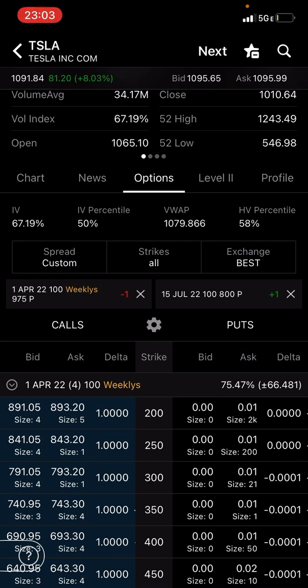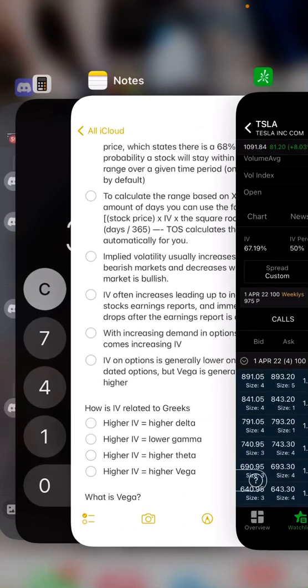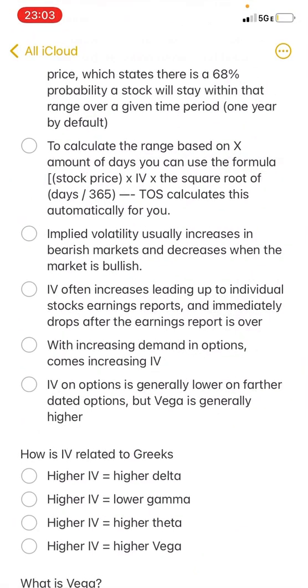I use that to my advantage to know what the probability is, like the actual true statistical probability of the likelihood of a move happening, okay? All right, so back to this.